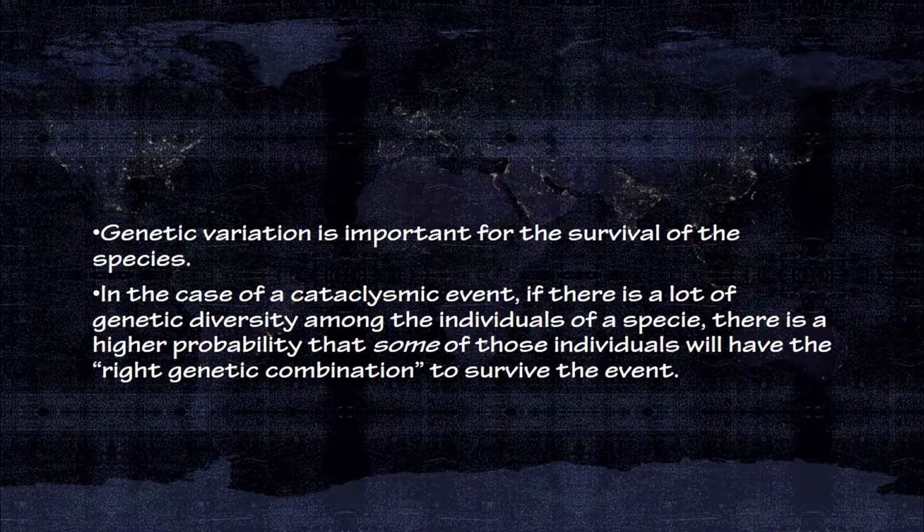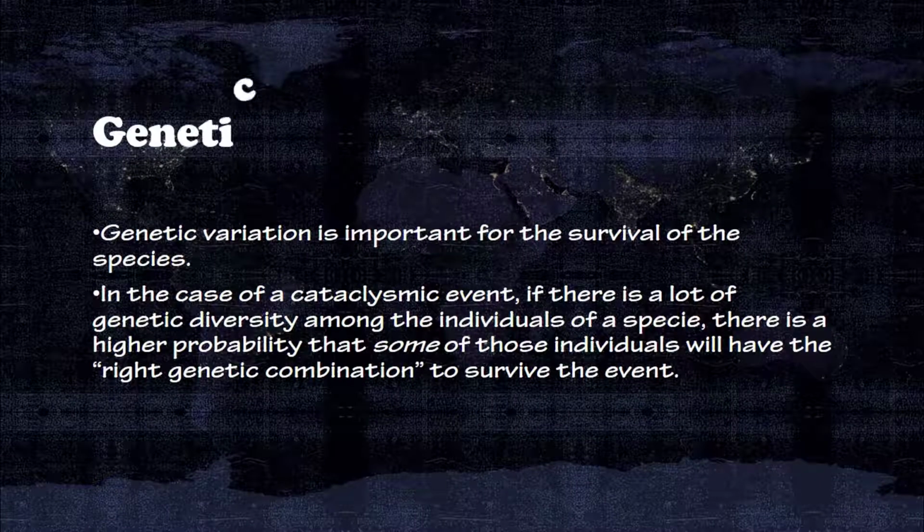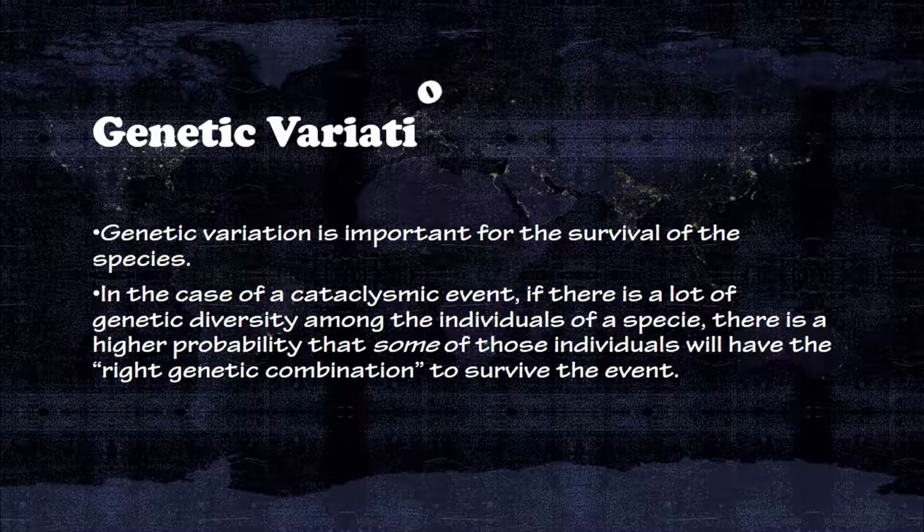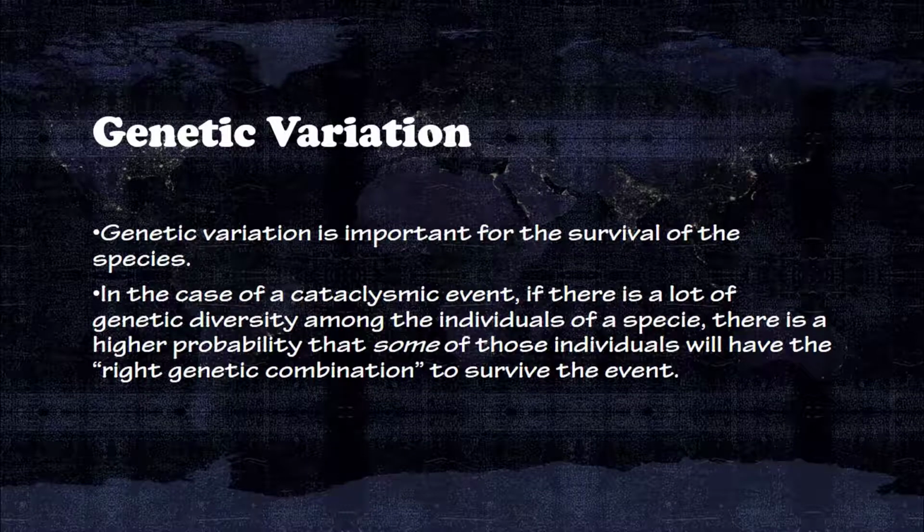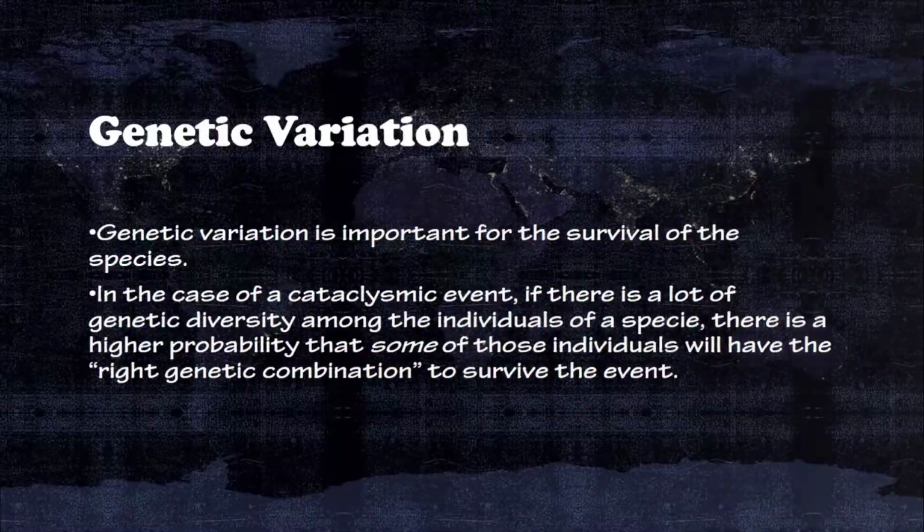Genetic variation is important for the survival of the species. In the case of a cataclysmic event, if there is a lot of genetic diversity among the individuals of a species, there is a higher probability that at least some of those individuals will have the right genetic combination to survive the event.